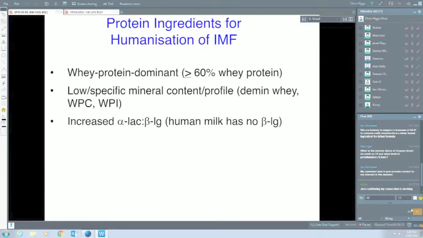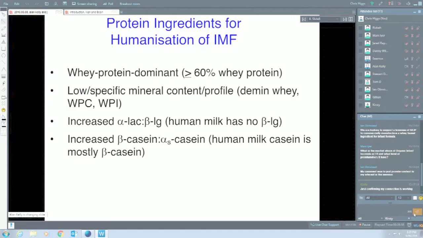If we think about what might happen increasingly in the future, then as we mentioned, human milk has no beta-lactoglobulin, whereas in bovine milk, and therefore in bovine milk-derived protein ingredients, there's going to be a mix of alpha-lactalbumin and beta-lactoglobulin. So we may want to increase the ratio of alpha-lac to beta-lac, or even avoid adding beta-lac entirely. And we'll talk towards the end of this session about some work that's been done on the significance of that for the processing of infant formula.